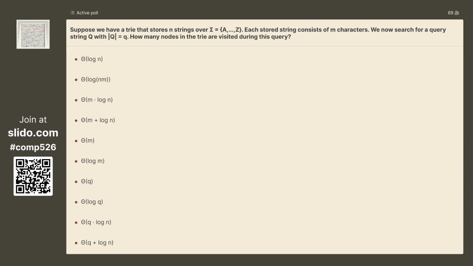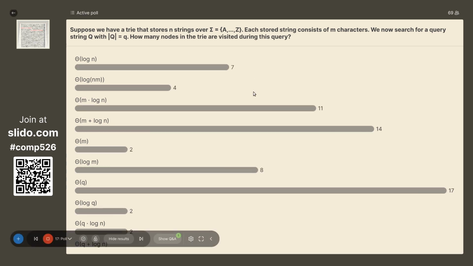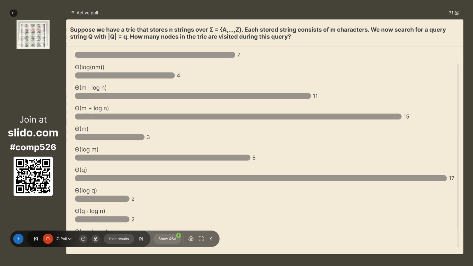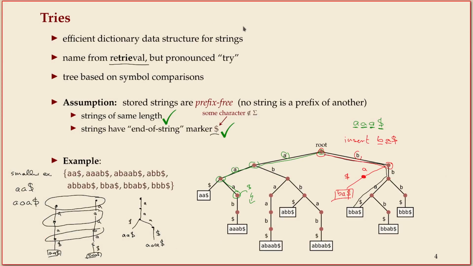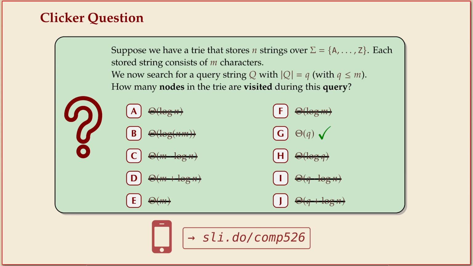It seems most people are done. So let me show you the votes. And again, they don't all fit, but almost. And so the right answer is this one, as many of you found. Here's a bit cleaner to see. Why is it Q? You have to visit as many nodes as there are characters in the query, and that's pretty much it.